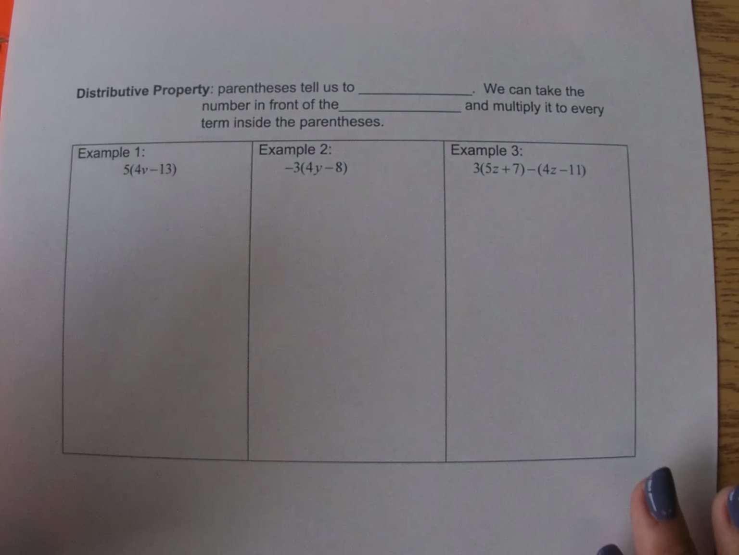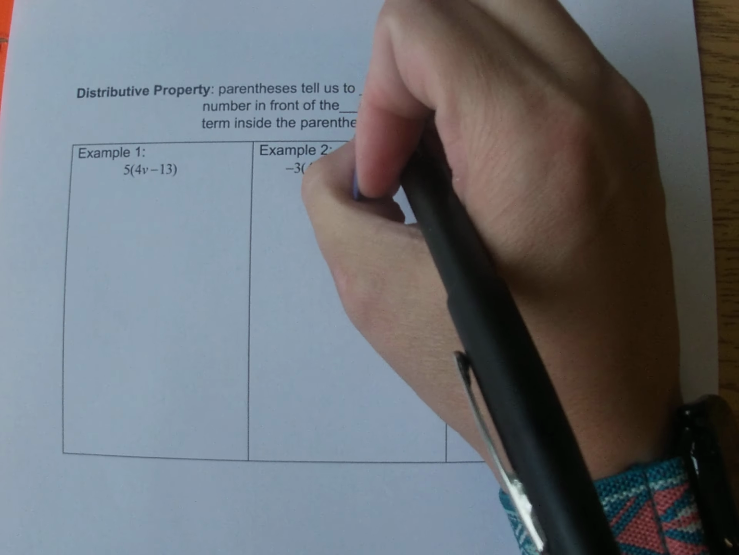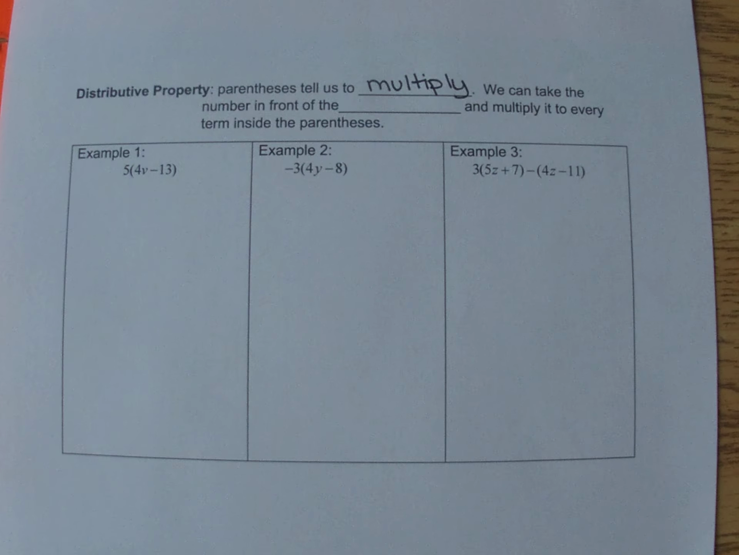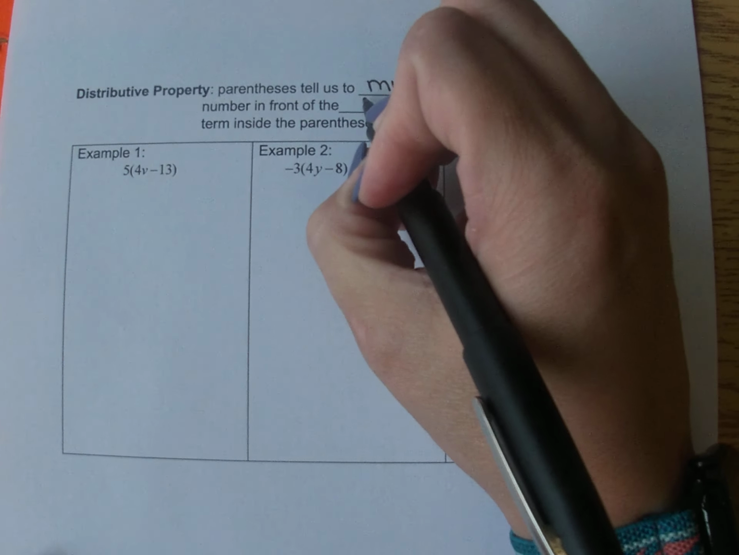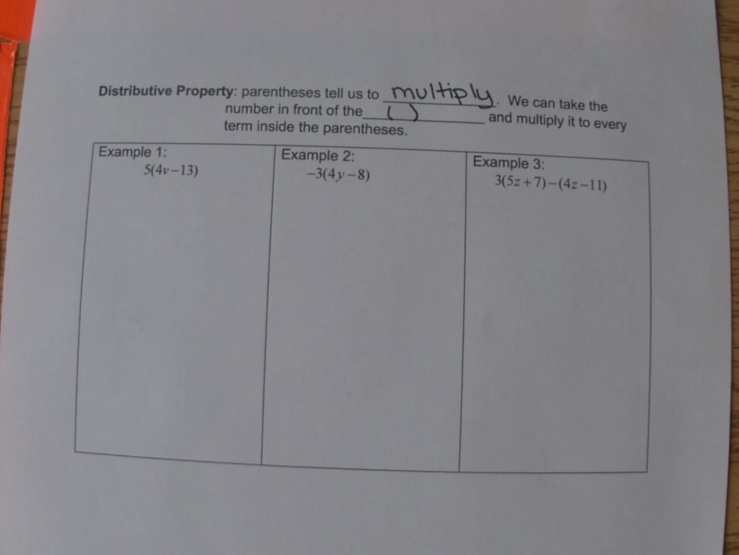The other thing that we can do when we're simplifying expressions is we can use the distributive property. Distributive property are when we have parentheses, and parentheses tell us to multiply. Okay, when we multiply, we're always going to take the number that's in front of those parentheses, and we're going to multiply it to every term inside the parentheses.